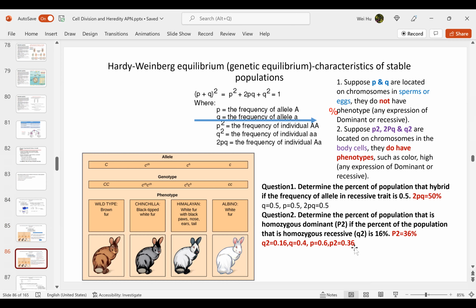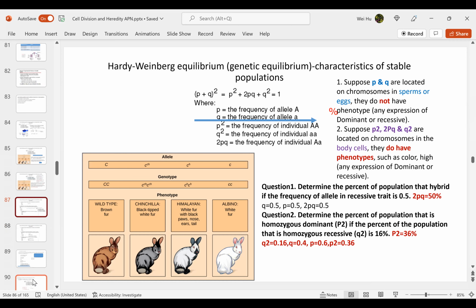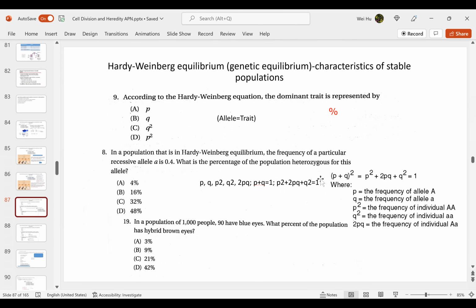Now it's your turn. Use these two equations, please, and do the calculation. Remember, this is about percentage, okay? So we talk about percentage.